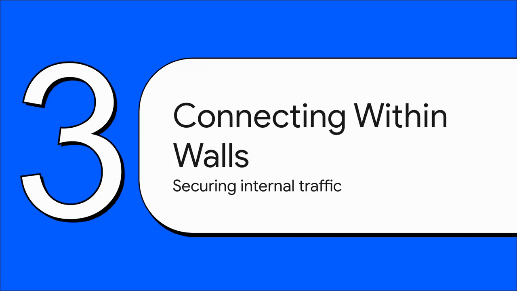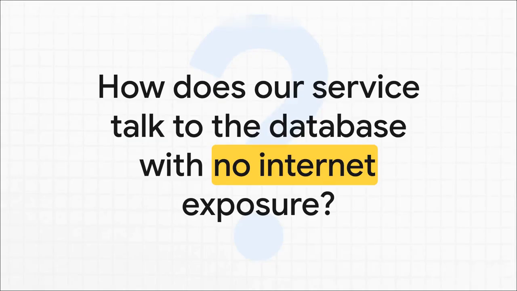Okay, so the front door is locked down. Awesome. But what about all the chatter happening inside the fortress walls? Protecting that internal traffic is just as important. Now, this is a classic and super critical scenario. Our inventory service needs constant access to that database, but the very last thing we ever want to do is give our database a public internet address. So, how do we bridge that gap privately?